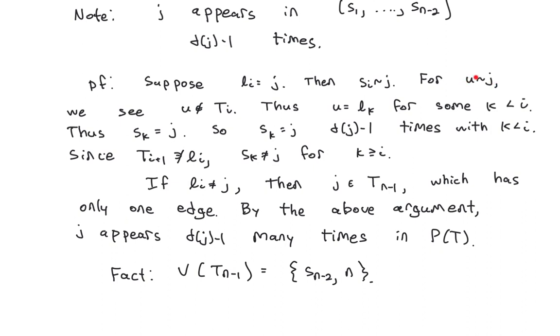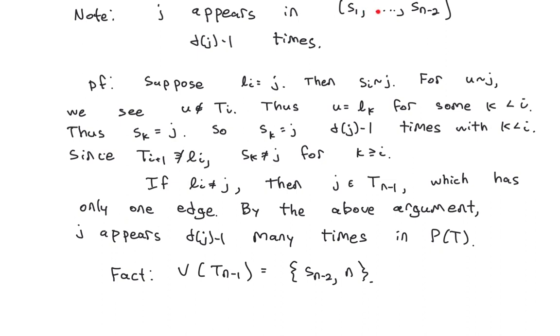Now let's look at other neighbors of J. If U is adjacent to J, we see that U can't be in T_i. Why is that? Because U is not S_i, and L_i is a leaf of T_i, so it only has one neighbor. So that means all the other neighbors of J had to have been deleted by the time you reach this point, which means it was removed by the algorithm earlier, and so U has to be equal to L_k for some k less than i. In other words, U had to be removed as a leaf earlier in the process.